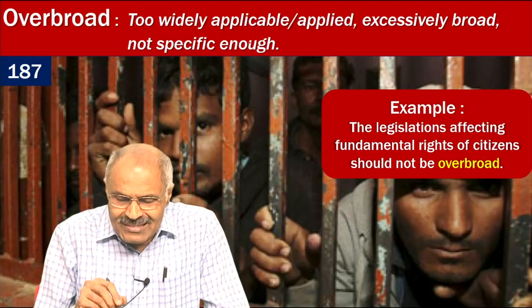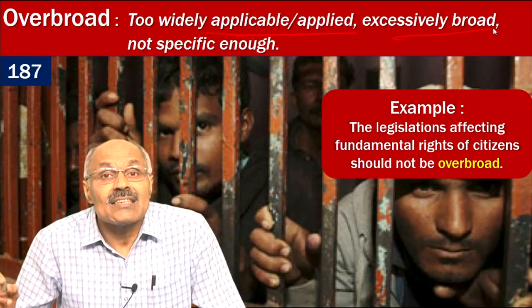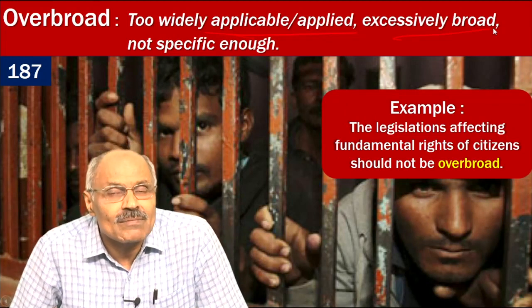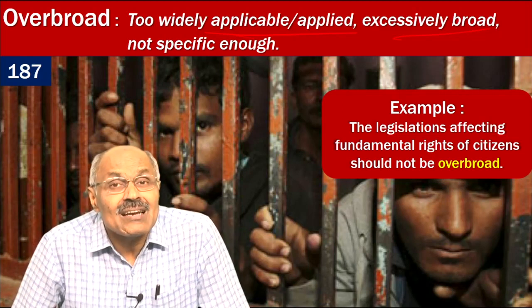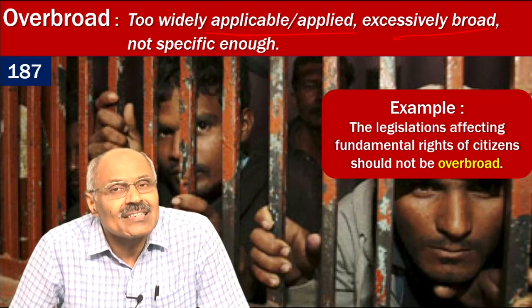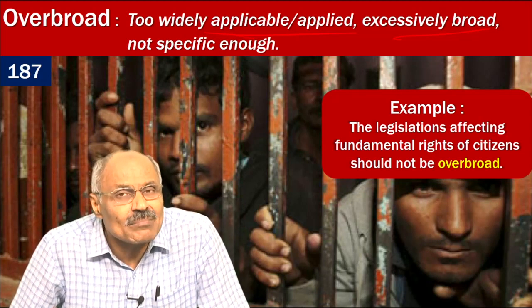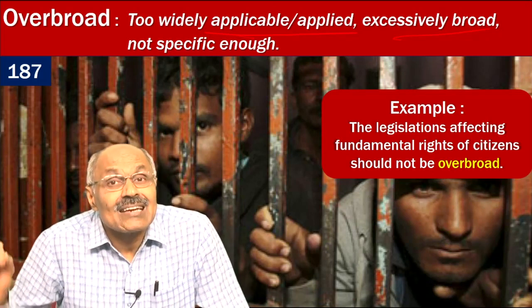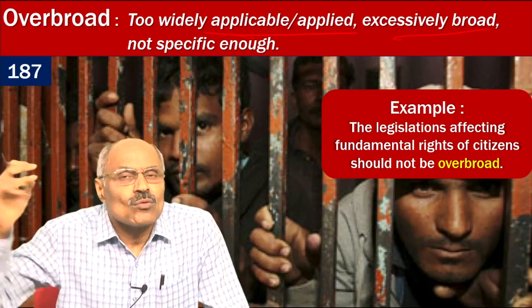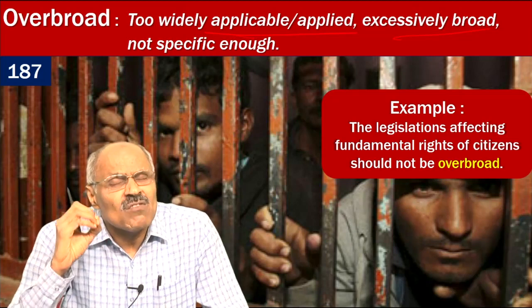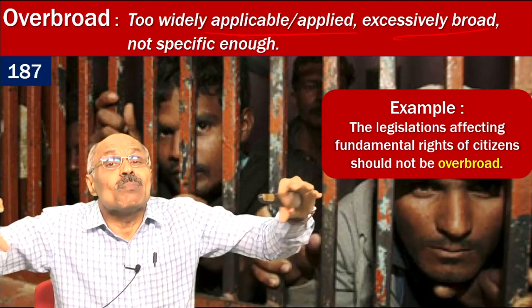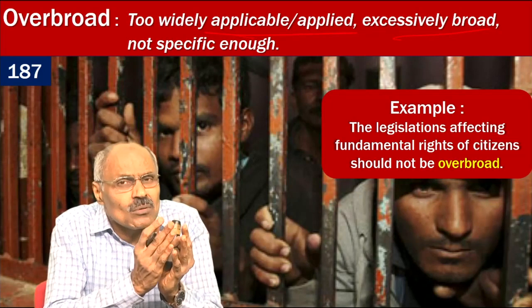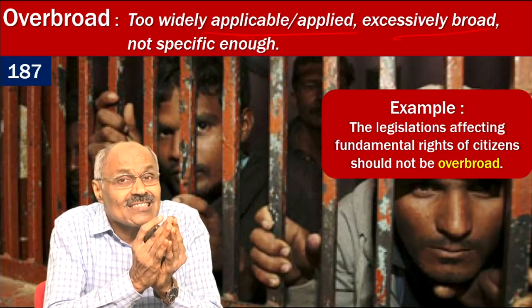Overbroad. Overbroad means too widely applicable, excessively broad. That means, for example, with regard to restriction of fundamental rights, normally fundamental rights are restricted by the executive. So therefore, there is conflict between the fundamental rights enjoyed by the citizens and the restrictions imposed by the state. So whatever rules and regulations are there, whatever statutes are there to limit the fundamental rights, they should not be overbroad. They should be narrow. It should be specifically mentioned in the statute.